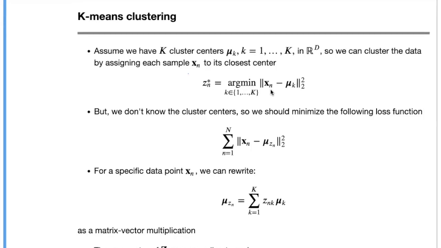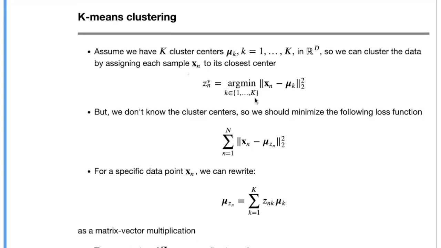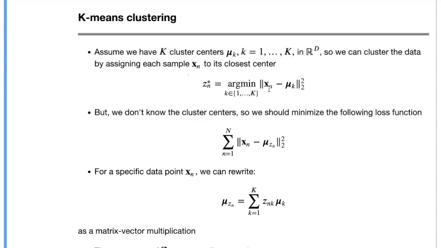It goes from 1 to uppercase N. If you want to assign each data point to a cluster, you need to find the closest cluster center. So in that case, you're going to compare all Euclidean distances between x_n and mu_k for different k from 1 to uppercase K. And this gives us the membership of this data point x_n. So the way we write this, z_n is one of these numbers from 1 to K, and that shows the membership of x_n.